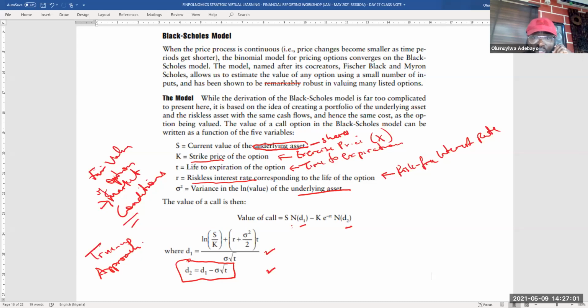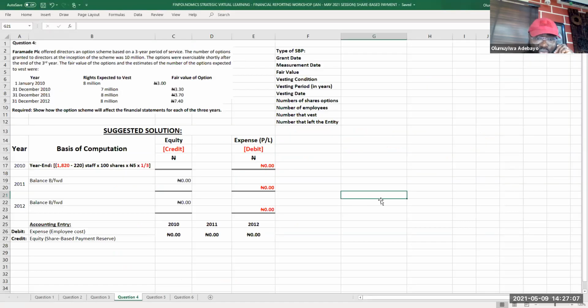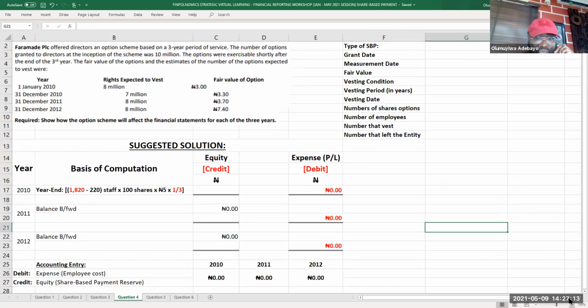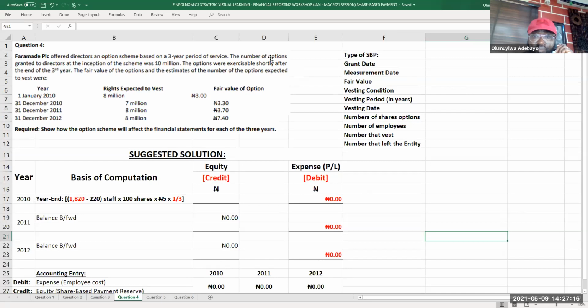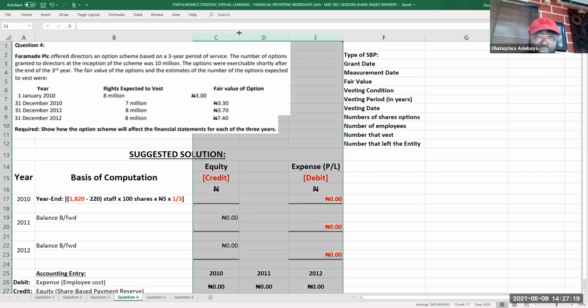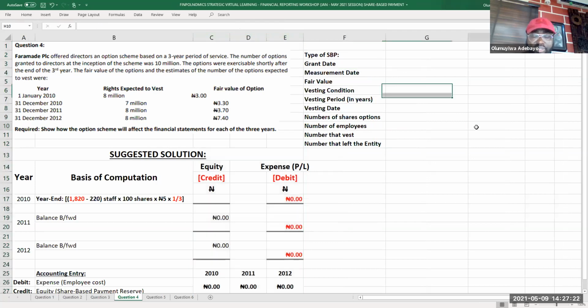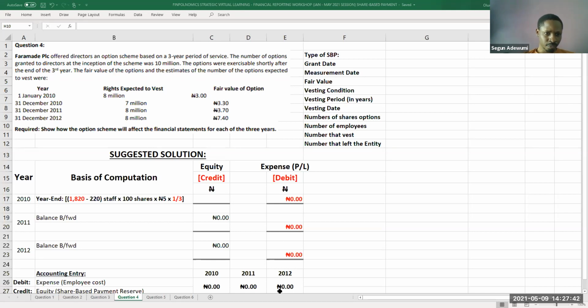Now, I'll share with us our workbook, and I want somebody to lead us in solving this question. Question 4. I want somebody to read it for us so that we can move on from there. Who will lead us? Who will read the question for us? Okay, I will read question 4.